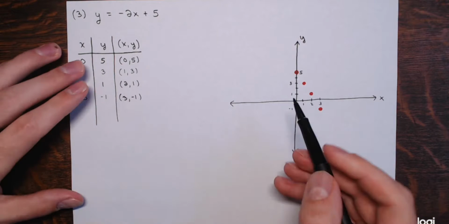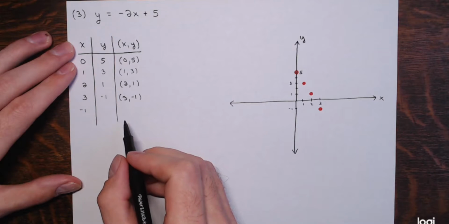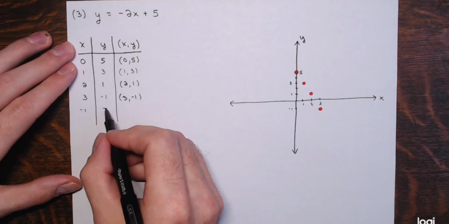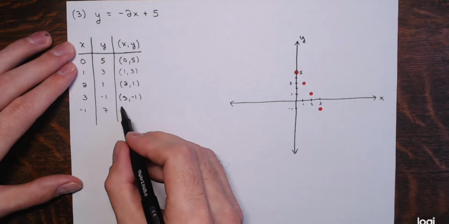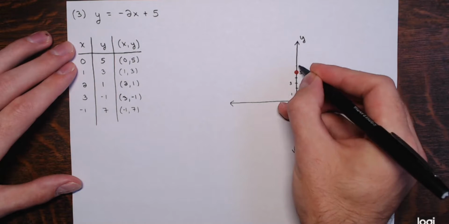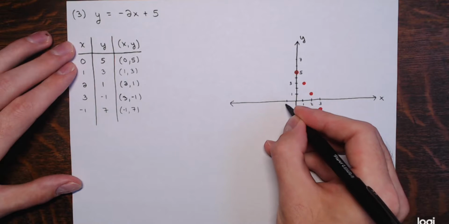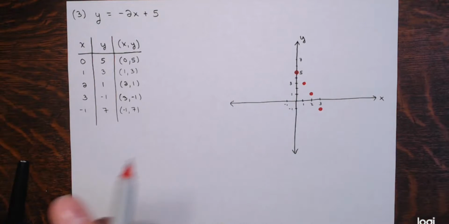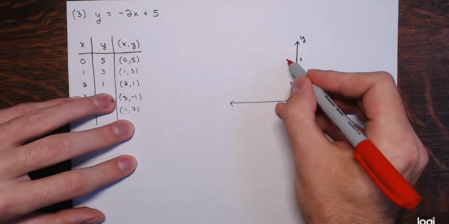Now let's put one more in. How about I plug in negative 1? Now that'd be a 7. This would be positive 2 plus 5. Y equals 7. So x is negative 1, y is 7. So negative 1 on the x, 7 on the y, somewhere around here.